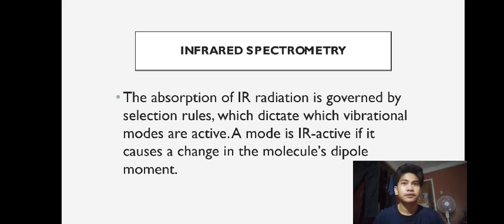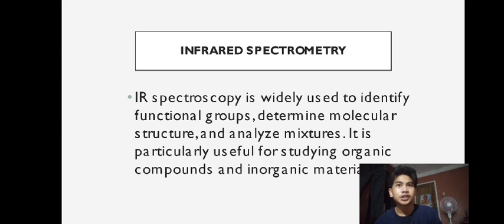The absorption of infrared radiation is governed by selection rules, which dictate which vibrational modes are active. A mode is infrared active if it causes a change in the molecule's dipole moment. Infrared spectrometry is widely used to identify functional groups, determine molecular structure, and analyze mixtures. It is particularly useful for studying organic compounds and inorganic materials.